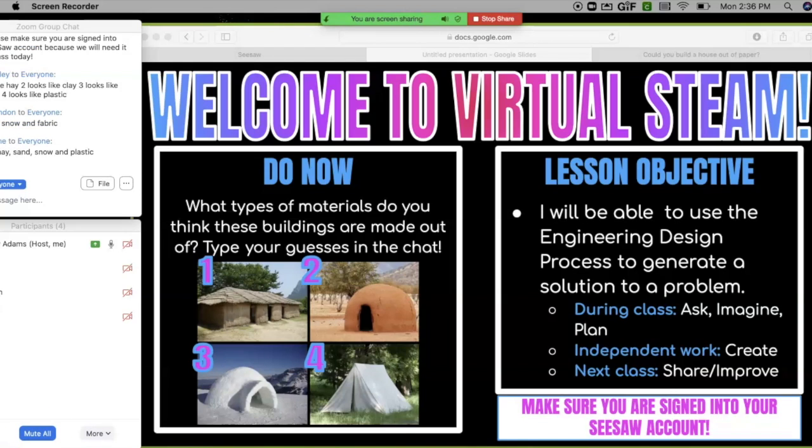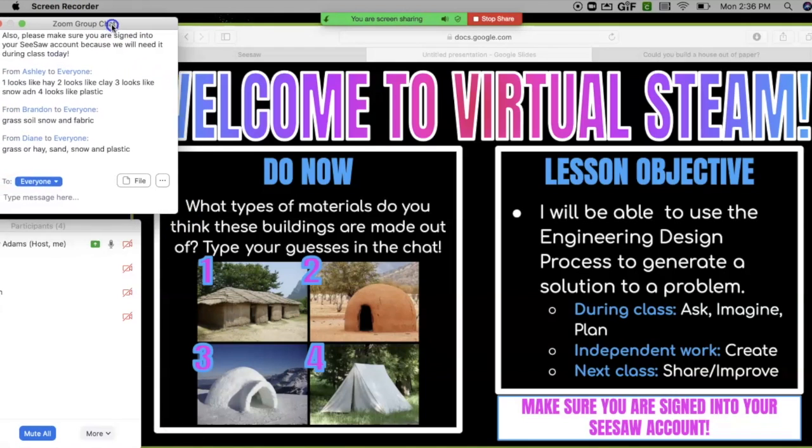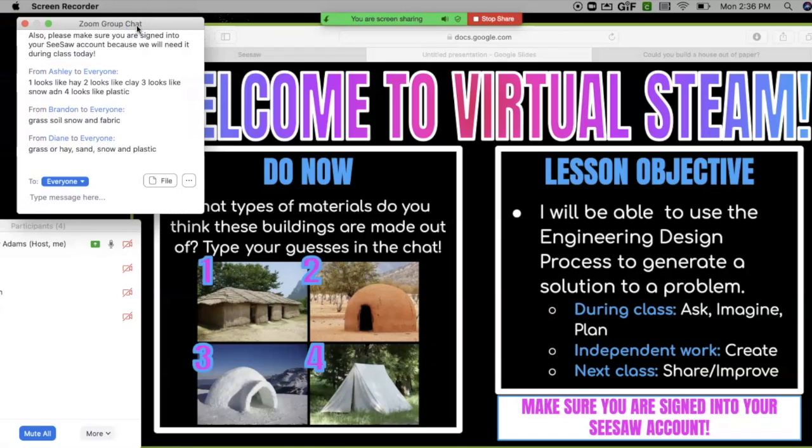Alright, so it looks like our students are all signed in. Taking a look at what you answered for the Do Now, we have some really good ideas. A couple people thought hay for this picture number 1, or grass. That's a really good guess, especially for the roof. Number 2, it looks like we've got clay, soil, sand. Lots of really good guesses. Down here, it looks like we all agreed that this one is snow, so we're going to find out about that to see if we're right. And then we've got 2 guesses for number 4. Could be plastic, could be fabric.